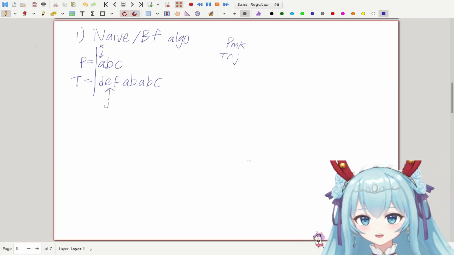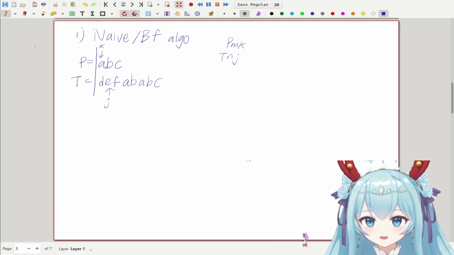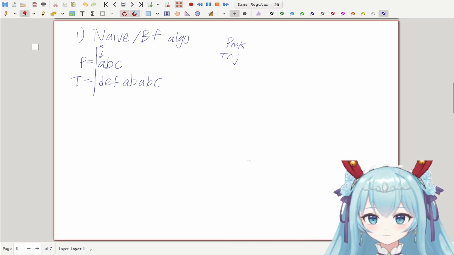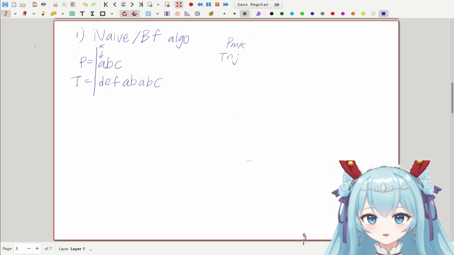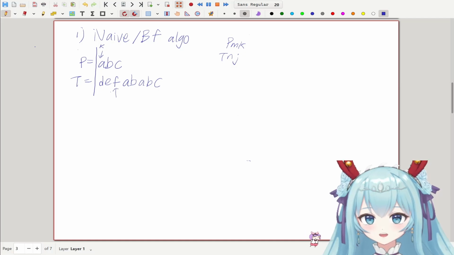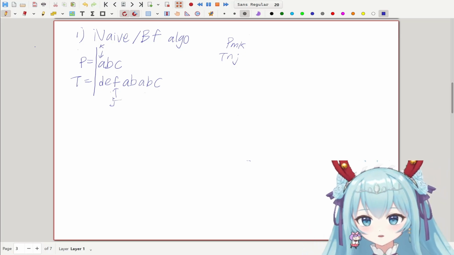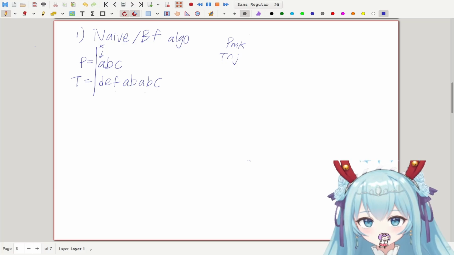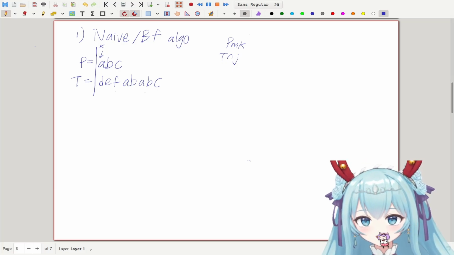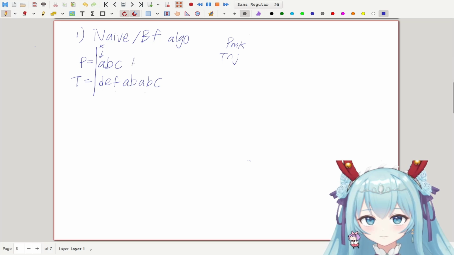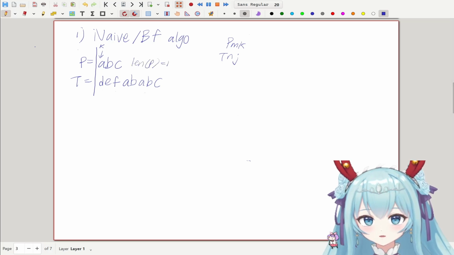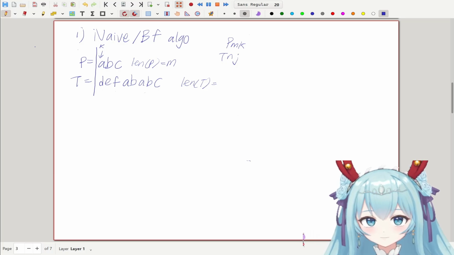And now we compare the character at K and J. And since they are different, we'll move on to the next window, which is at F. And they're different again, so we'll move on to the next window at A. So from this, we can clearly see that what we mean by window, aka alignment, is that the window size will be the length of P, which is the value of M. Because remember, the length of P is equal to M, and the length of T is equal to N.